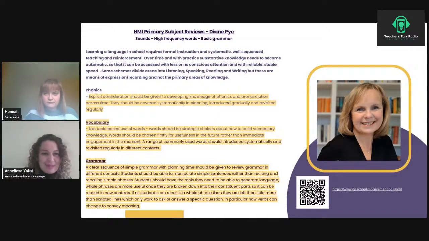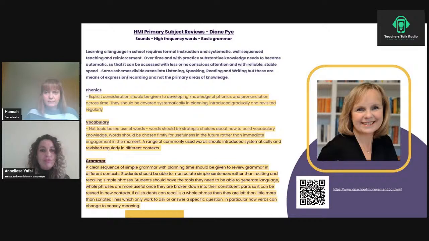And again, the bits that I was going to talk about aren't highlighted. So the main things I wanted to pick out were, again, it wasn't just a topic-based use of words, but there should be a strategic choice when you're using those words. So when those questions come in about why that vocabulary has been chosen, it's the pedagogy to say, well, obviously this is useful, the students can use it, it's vocabulary they want to use, and she talks about grammar and the fact that there should be a clear sequence of simple grammar.